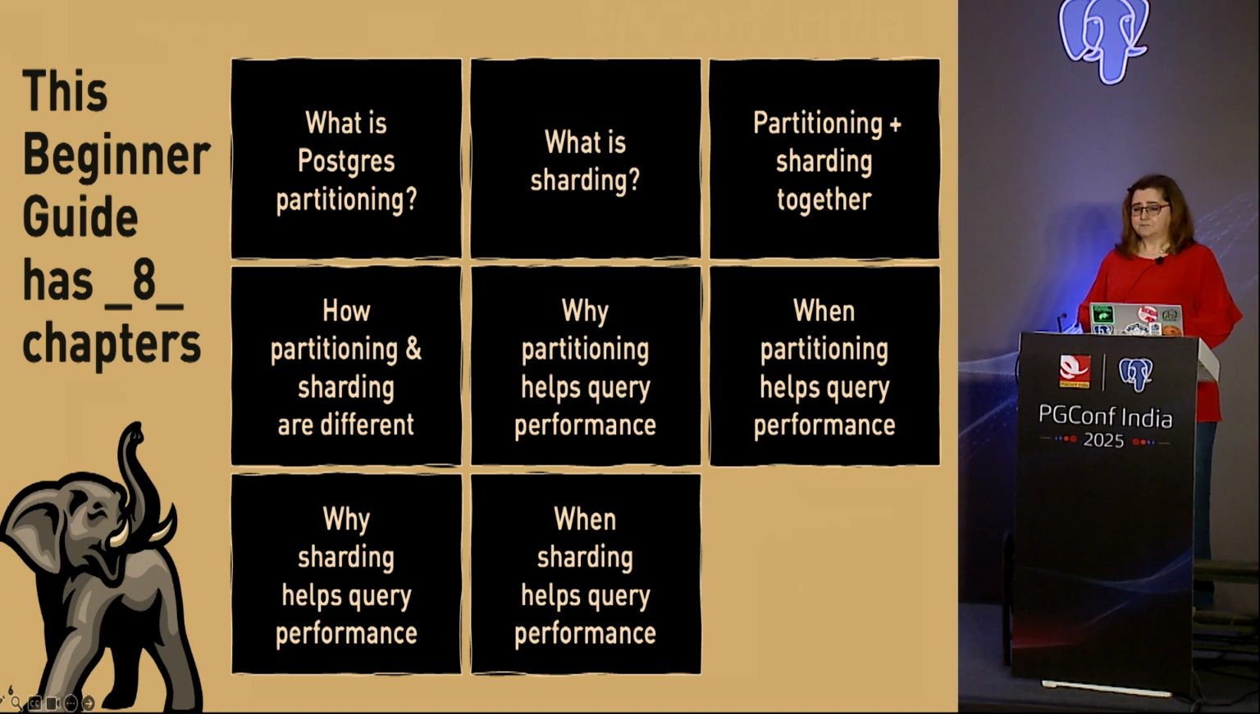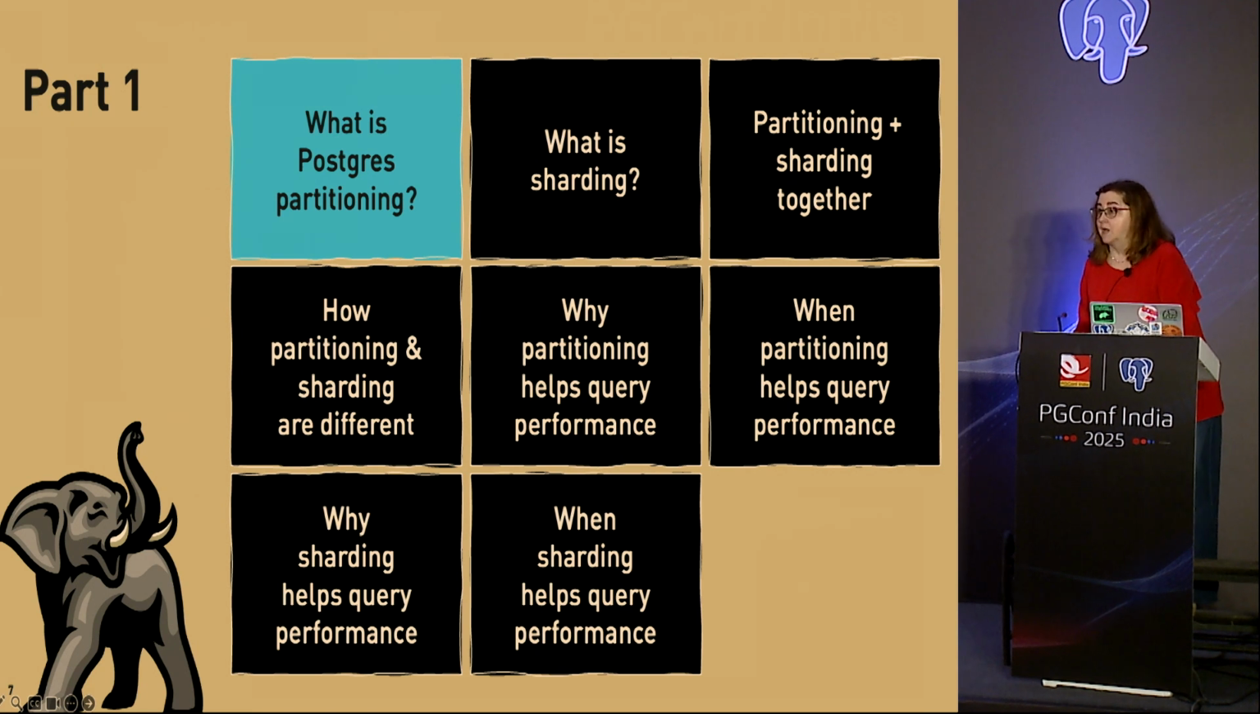So in this beginner's guide talk, we're going to go through 8 chapters. Let's just dive in. The chapters cover things like what is partitioning and what is sharding, as well as, can you use them together and how are they different from each other? And then why partitioning can help improve your query performance, and specifically, when does it do that? In what situations? Same 2 questions for sharding. Why does sharding help improve query performance, and when does it do that?